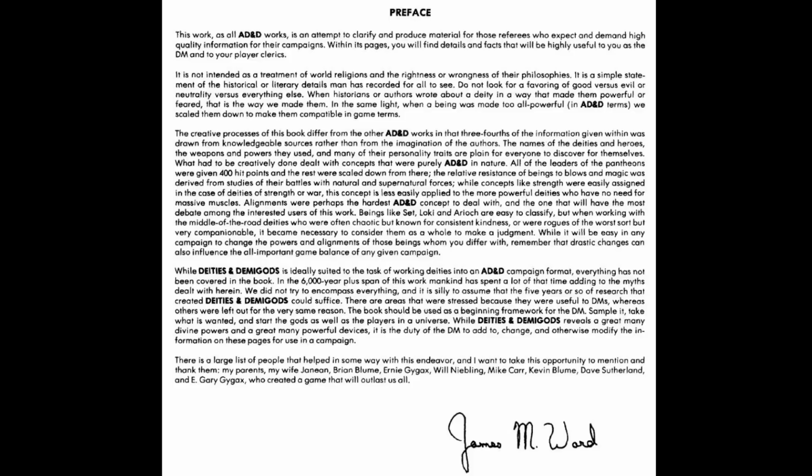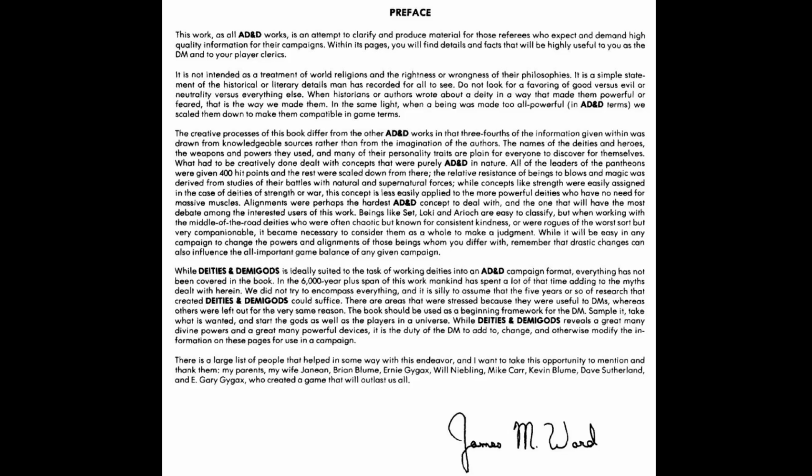Jim says, this work, as all AD&D works, is an attempt to clarify and produce material for those referees who expect and demand high-quality information for their campaigns. Within its pages, you will find details and facts that will be highly useful to you as the DM and to your player clerics. It is intended as a treatment of world religions and the rightness or wrongness of their philosophies.